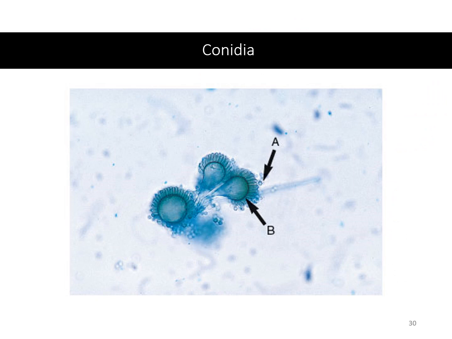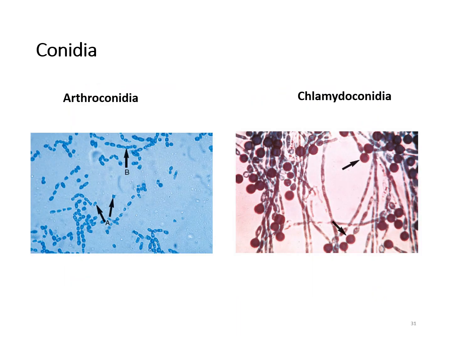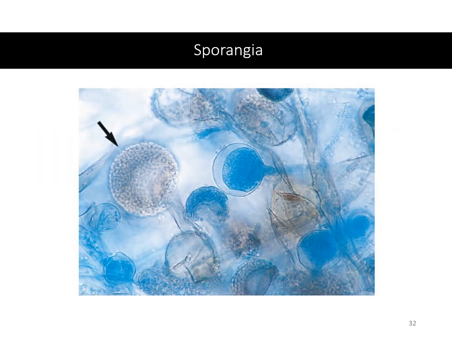So again, this is an example of conidia, of what it would look like with the lactophenol cotton blue. There are arthroconidia, so you see those little barrel shapes where it has broken off. And the chlamydoconidia, where you see the swelling within the hyphae. And here you can see a sporangium with the sporangiospores within that sac-like structure.